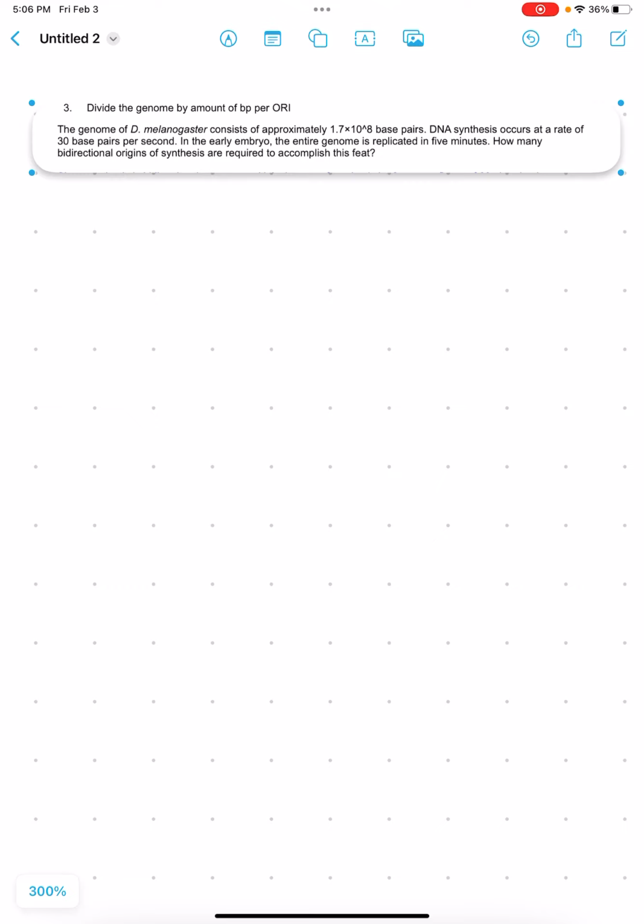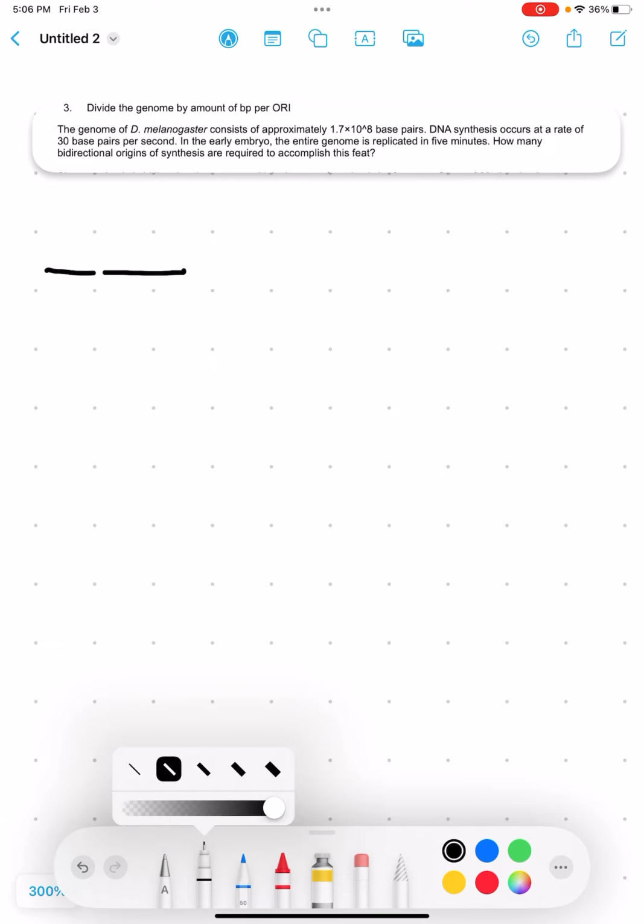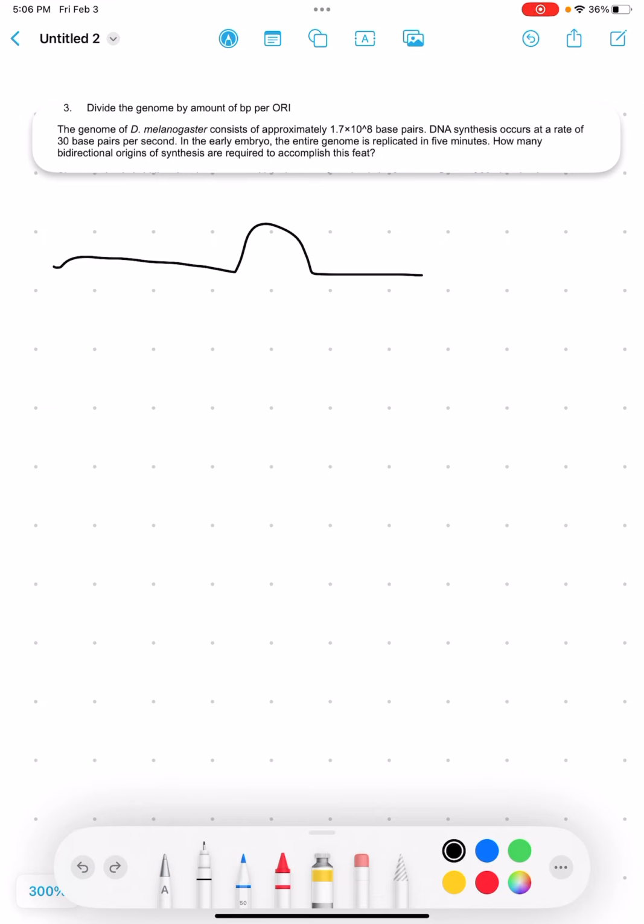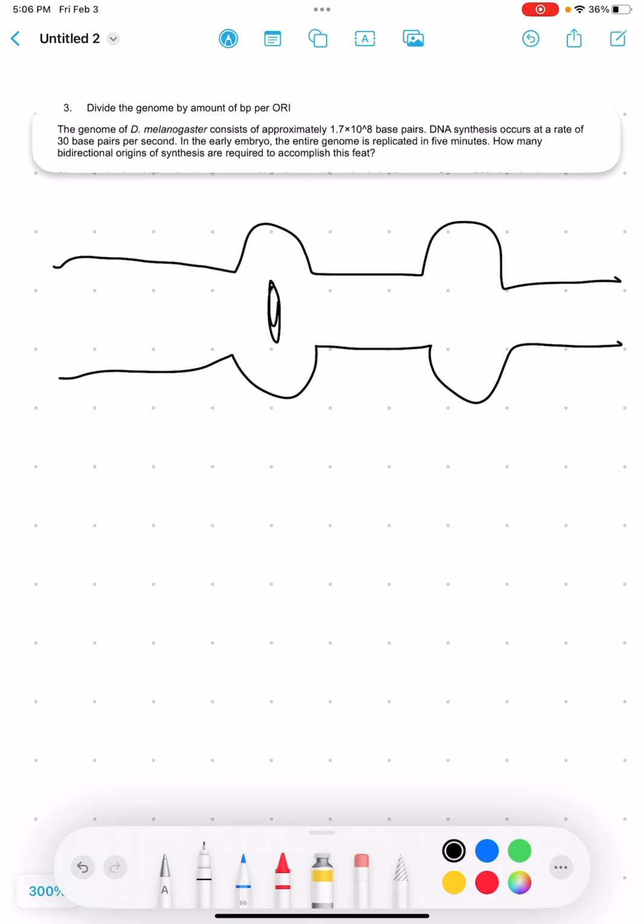So here, let's say we have a DNA strand. These here are origins in which replication begins. And you're going to have DNA polymerase, and it's going to go in two directions at each origin of replication. So it's bidirectional.